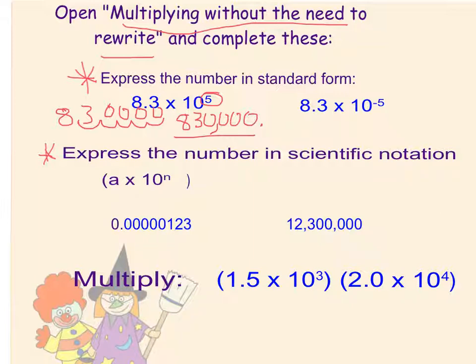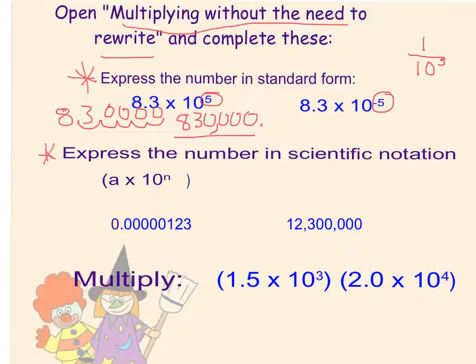If you have a negative exponent, that means it is going to be a small number. And remember why. This negative exponent tells us that really what we're doing is multiplying by 1 over 10 to the 5th, or dividing by 10 to the 5th. So it's going to be a small number.